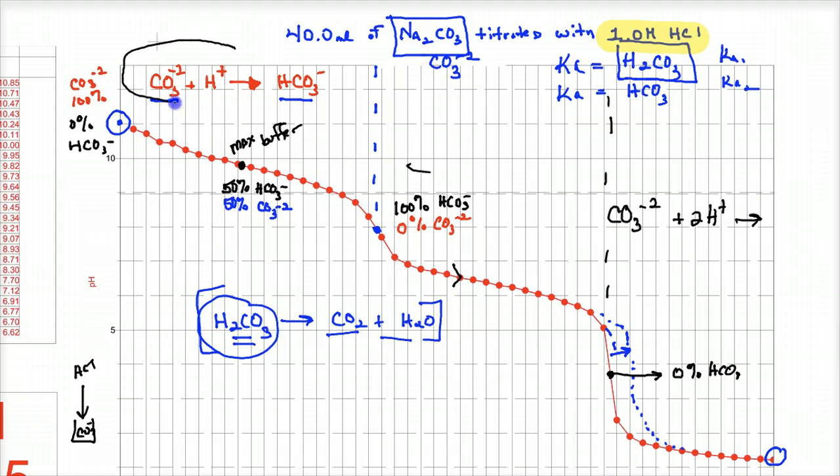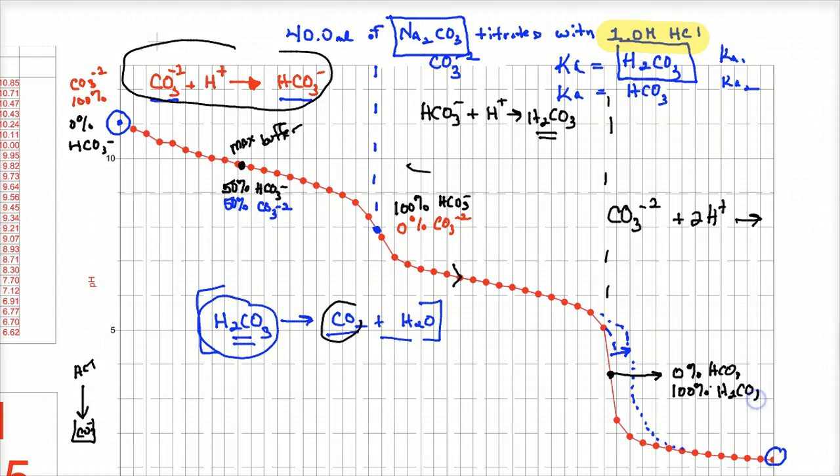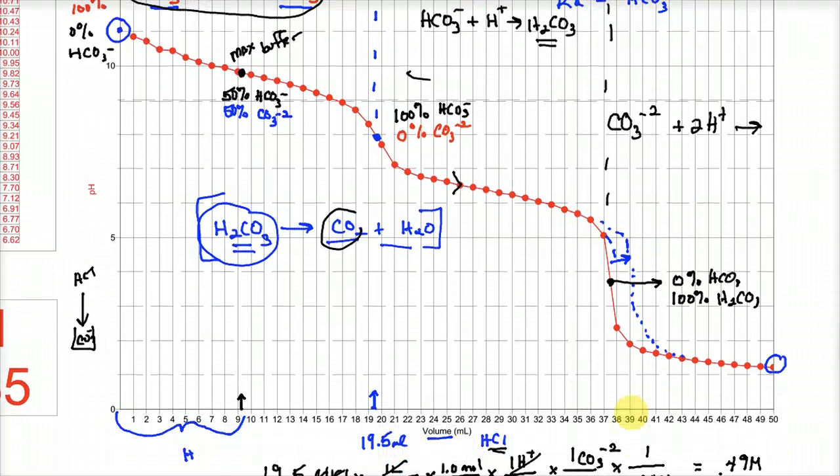Remember, the predominant reaction for this part is HCO3 negative gaining a proton from the strong acid and becoming H2CO3. Once this was made, it didn't stick around. A lot of it became CO2 and water, so that's part of the reason there's a little change there. But in any case, you have supposedly 100% H2CO3 here.